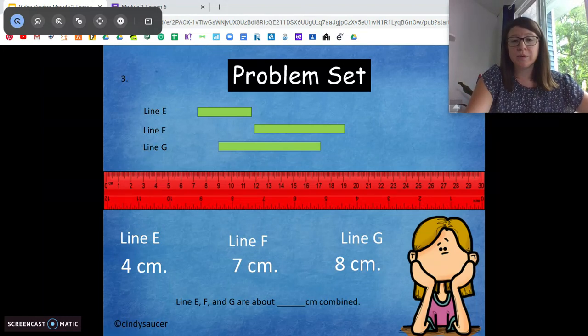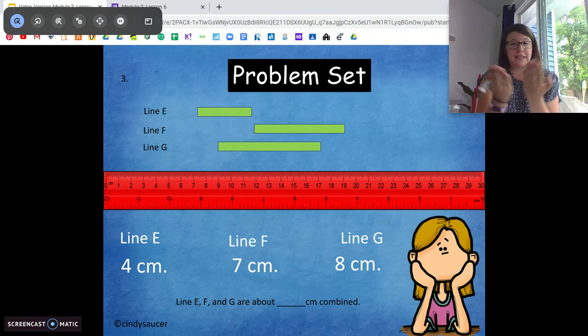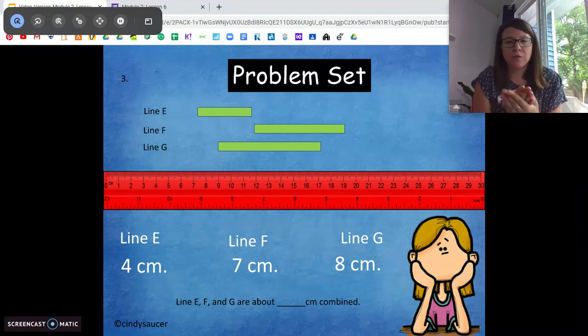Now our question on this one is a little bit different. It's asking us for lines E, F, and G, their combined length. What does that mean when we're asking for a combined? We're asking for the length combined. Good. We're asking for all of the lengths. So what do you think we need to do to figure that out? Yeah, we need to add them.